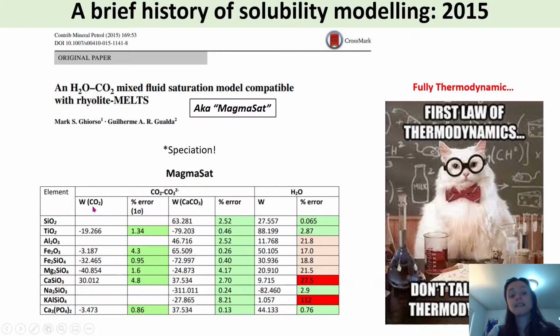What you'll notice is while Papale just had a CO2 term, this model actually considers the speciation of carbon. So it has a CaCO3 term, which looks at the solubility of the carbonate ion, and that's what's going to dominate in basalts. And then it has another term for the solubility of molecular CO2. And that is going to be what is dominating in your rhyolites. And you can see compared to Papale, the errors are significantly smaller, particularly on these CO2 terms.